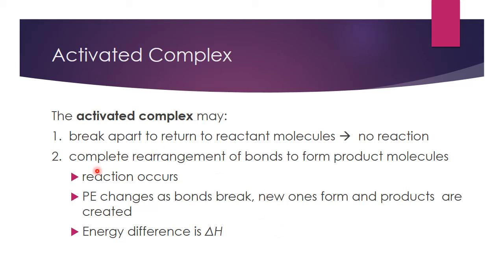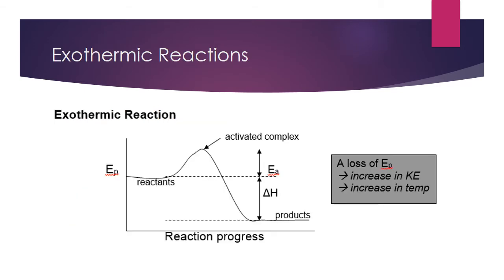The second thing that could happen is to have a complete rearrangement, an effective collision, so that the bonds do form new products. So your reaction occurs, you got past the activated complex, your potential energy as your bonds break is going to change, and you're creating brand new bonds. The difference between these two is your enthalpy. So that goes back to our last unit when we were looking at the heat that's either released or taken in. So this is where the diagrams come in.